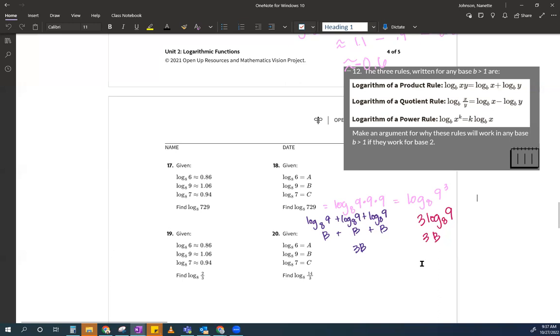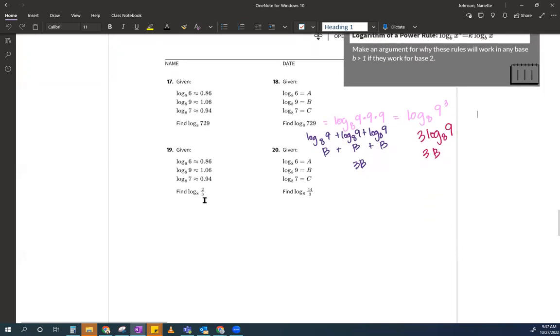Perfect. Okay. Number 19 is another one of those, the 2/3 thing. You have to figure out where you see 2/3 here. So that's what I want you to first work on. Where do you see 2/3 if you were given the building block of 6, 9, and 7? Where do you see that? So I'm going to pause and make you guys work on that.